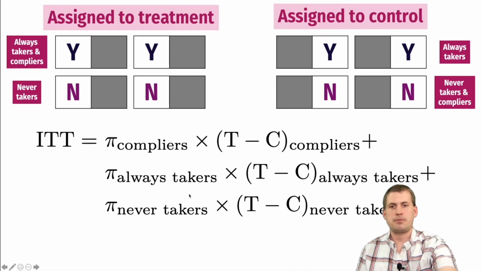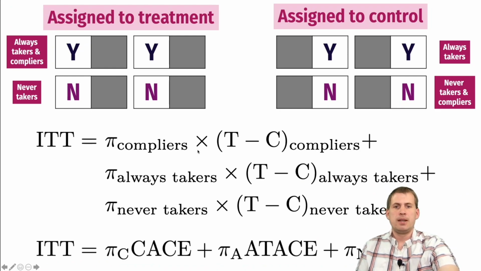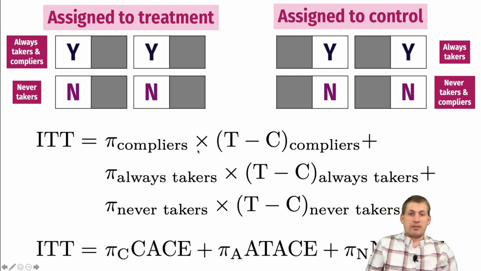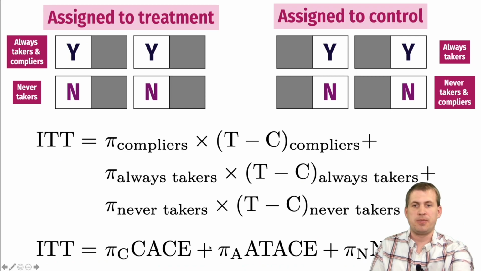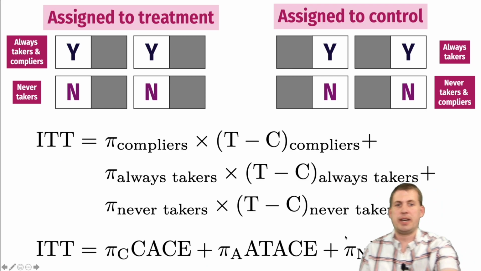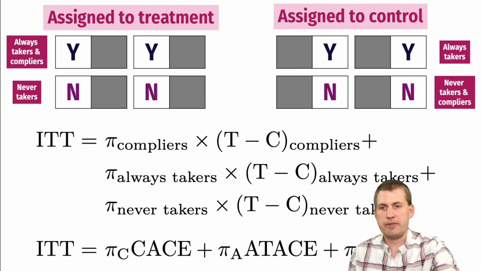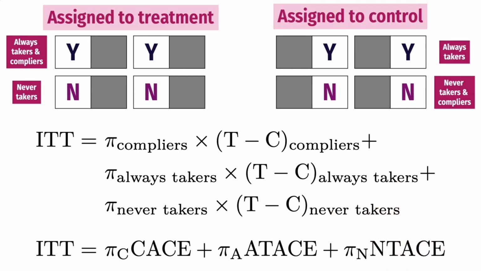Okay? So we can also write this as kind of this abbreviation here, where we have the complier average causal effect, the CACE. We have the always taker average causal effect, and we have the never taker average causal effect. So if we can find all three of those, add them up together, that turns into our intent to treat effect.